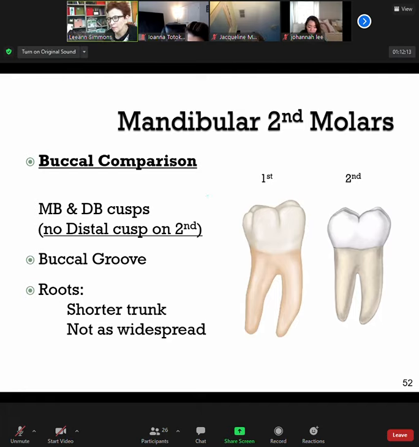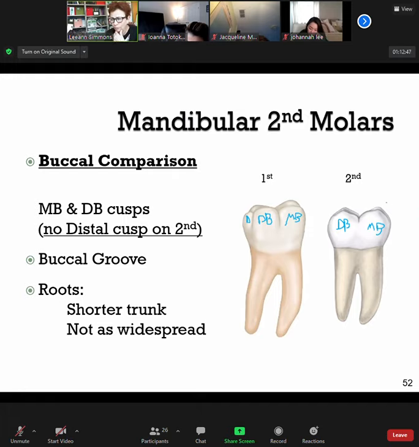Okay, second molars. There is no distal cusp on the second mandibular molar. It's only on the first. So here is mesiobuccal, MB, and here is mesiobuccal. Here is distobuccal. And then the distal. The distal cusp is not present on the second molar.